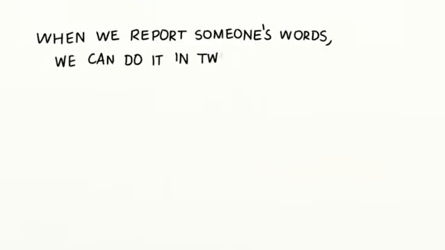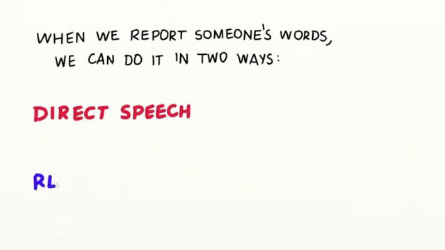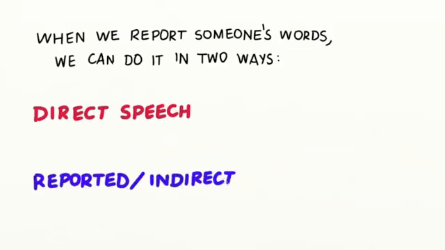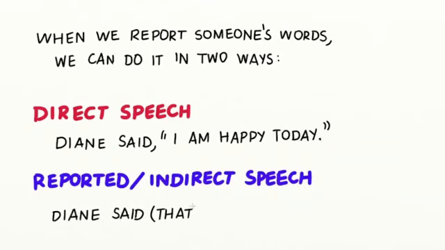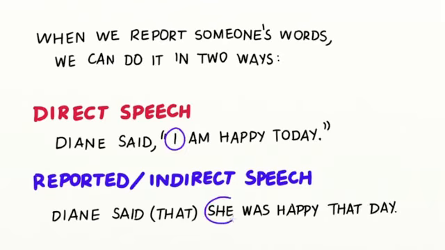When we report someone's words, we can do it in two ways: direct speech and reported or indirect speech. An example of direct speech is, Diane said, "I am happy today." To write the same sentence in reported speech, we would say, Diane said that she was happy that day. Notice that there is a difference in direct and reported speech.